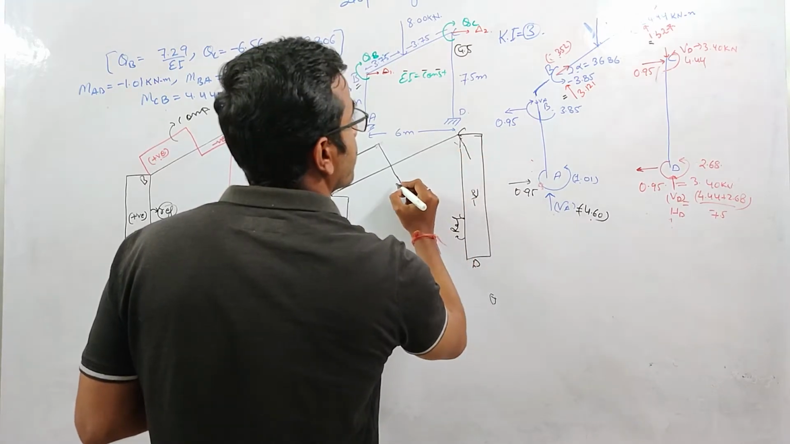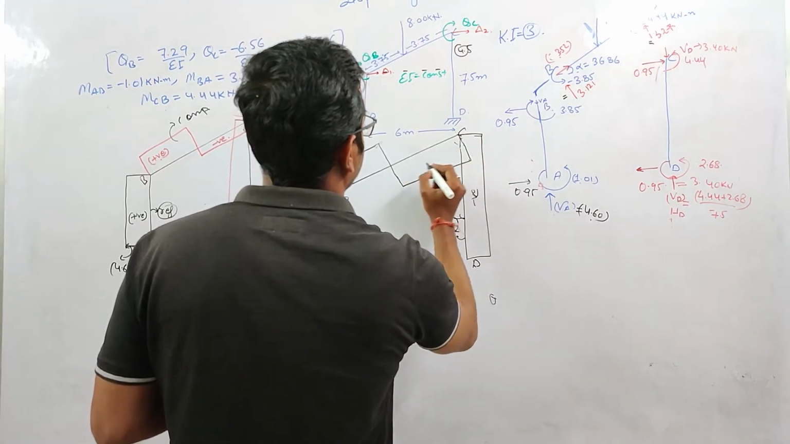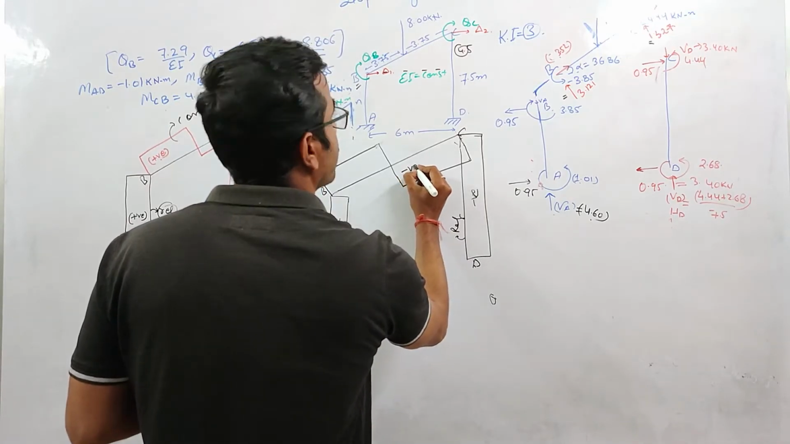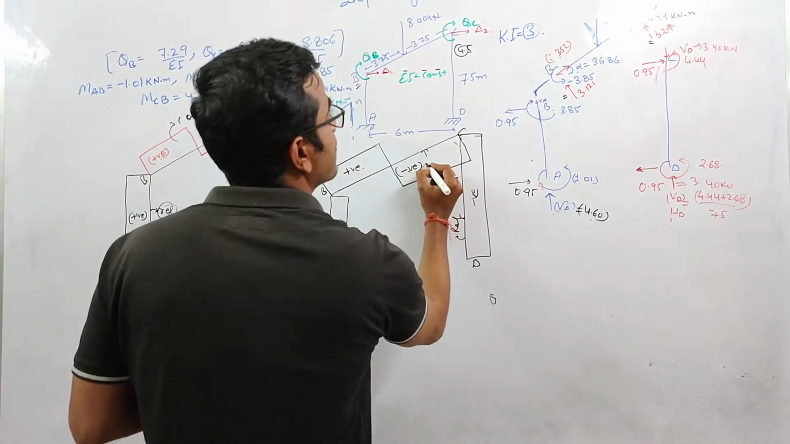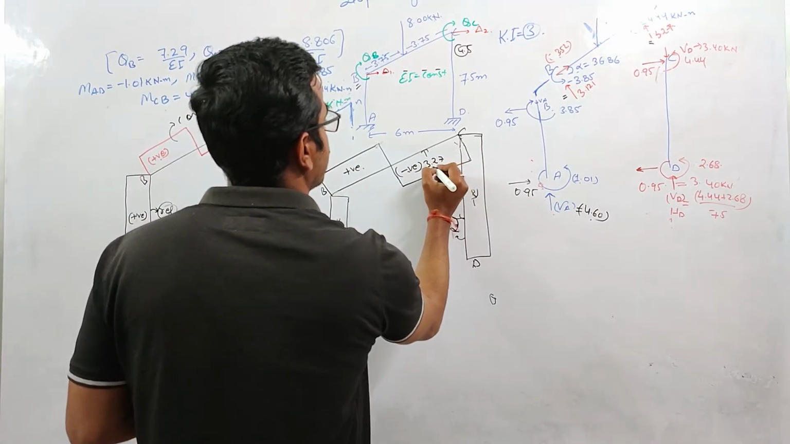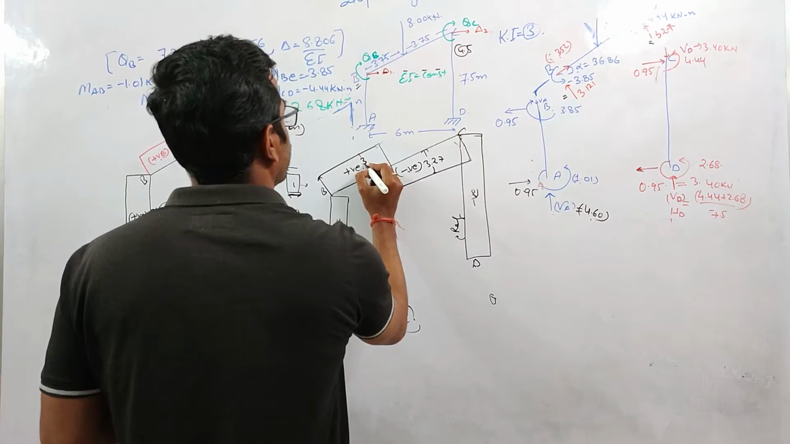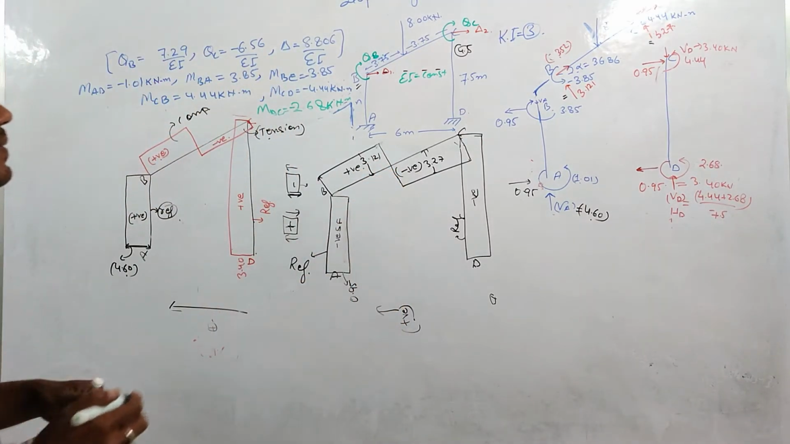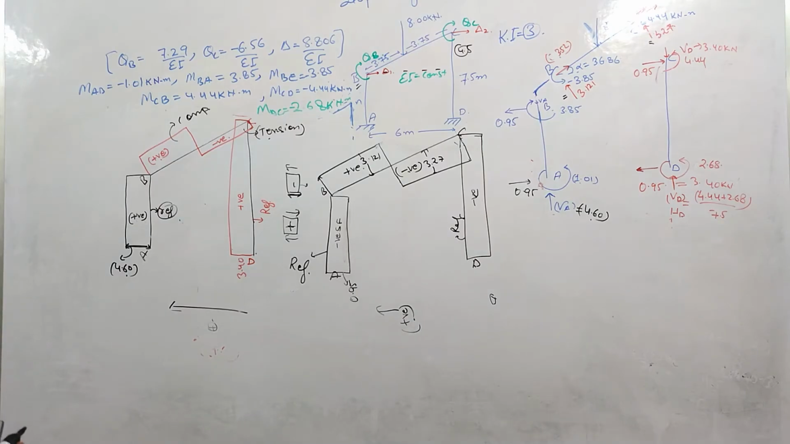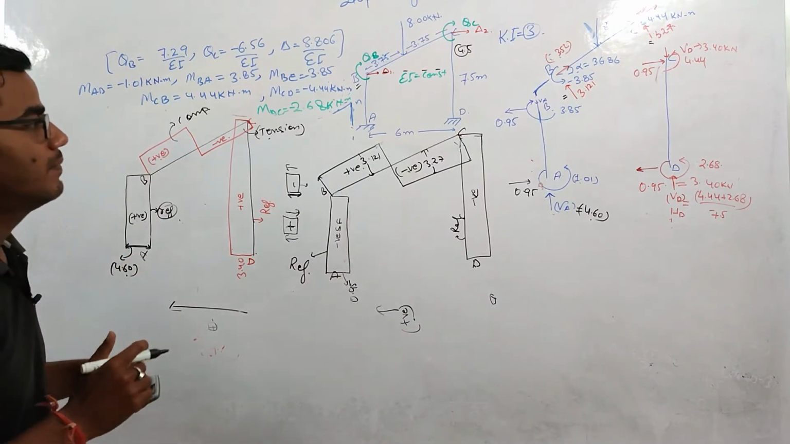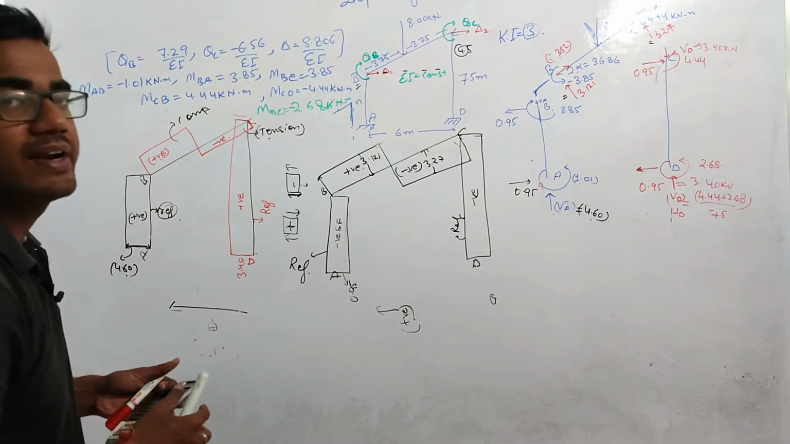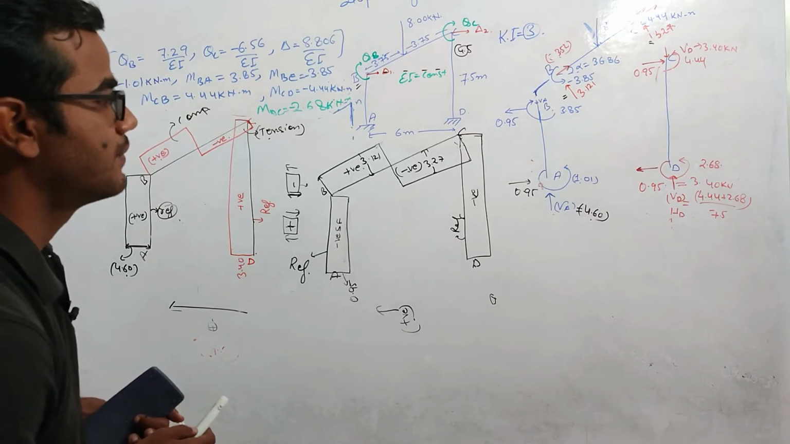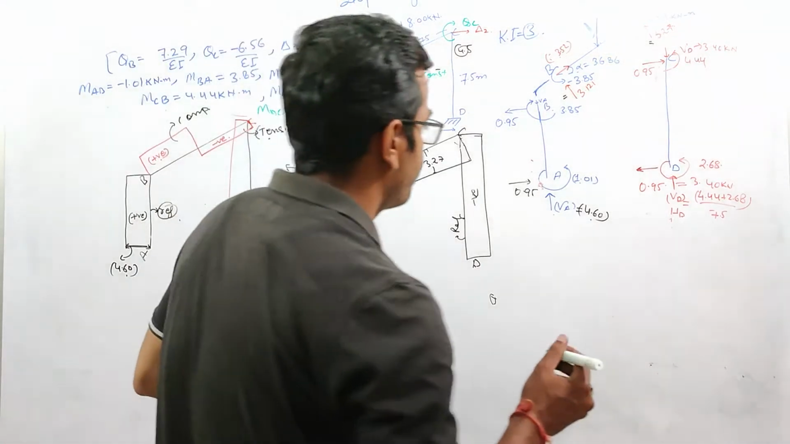And again, here the value is negative, this is positive, this value is basically 3.27, this is 3.121, okay. So this is basically the shear force diagram for this frame. Now we need to draw the bending moment diagram for this frame structure, okay.